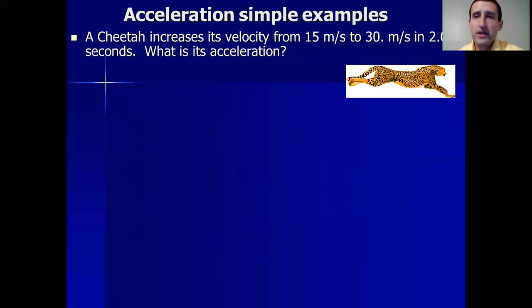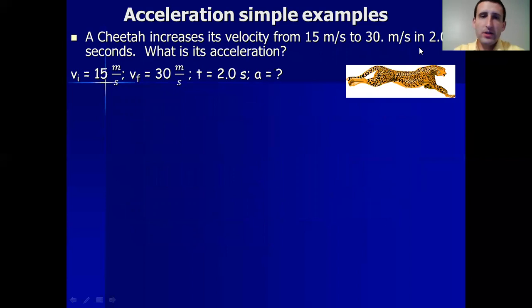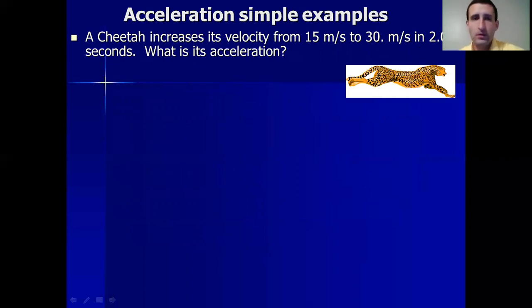So a simple acceleration example would include here this cheetah. So we've got a cheetah who's going to increase its velocity from 15 to 30 meters per second in 2 seconds. So what is the acceleration of the cheetah? So his velocity is clearly changing, right? It's increasing from 15 to 30.